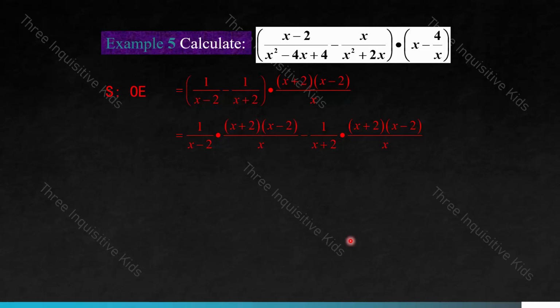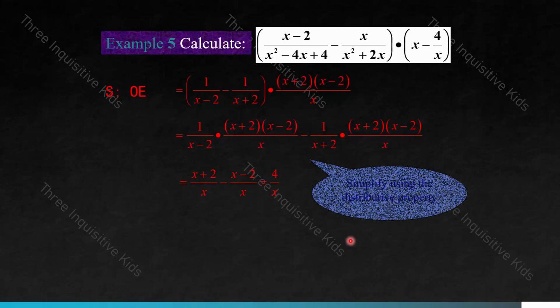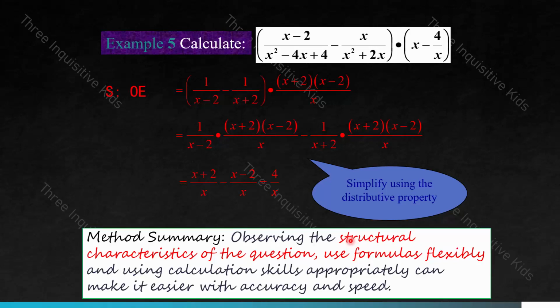Now we can factor out the common factor of 1 over x plus 2, and we have 4 over x. We can simplify using the distributive property and factoring out common factors. So here is our method summary. Observing the structural characteristics of the question, we can use formulas flexibly and use calculation skills appropriately. And this can make solving the problem easier, with accuracy and speed.